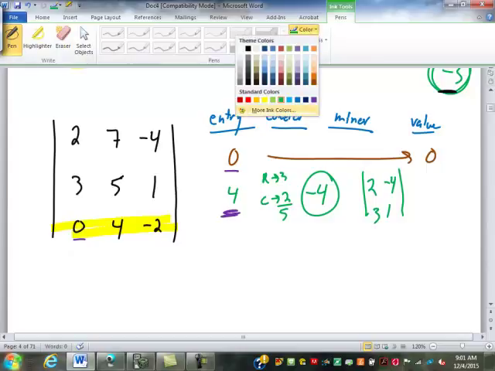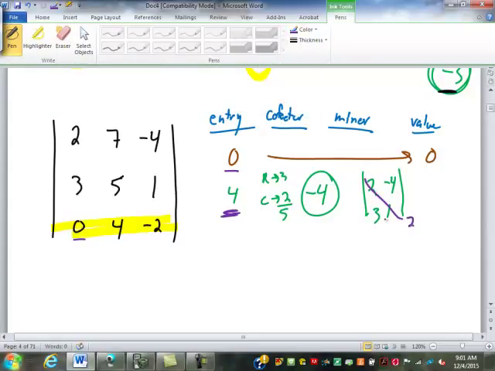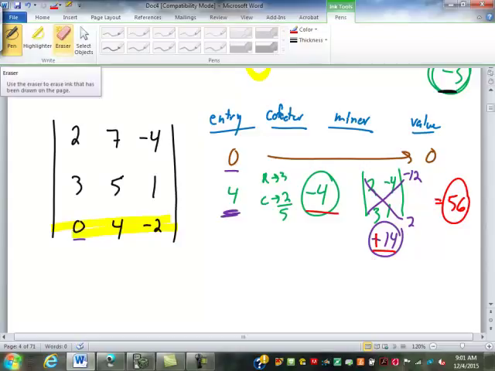So now, 2 times 1 is 2, 3 times -4 is -12. 2 minus -12 is a -14. So -4 times -14 is 56, the expansion value for the 4. Positive 14, you're right. 2 minus -12 is positive 14. So that should be a -56. Thank you.